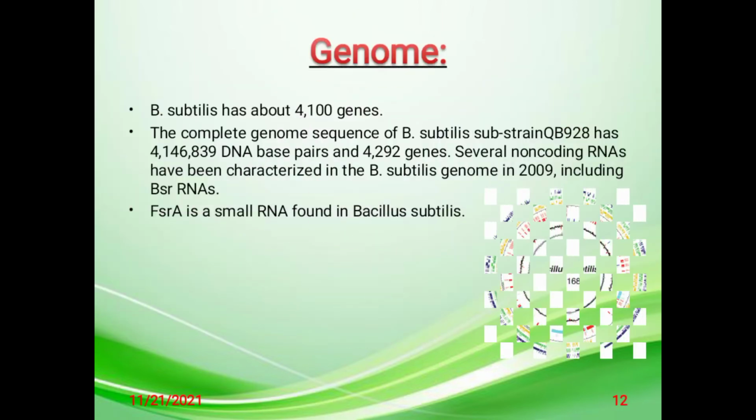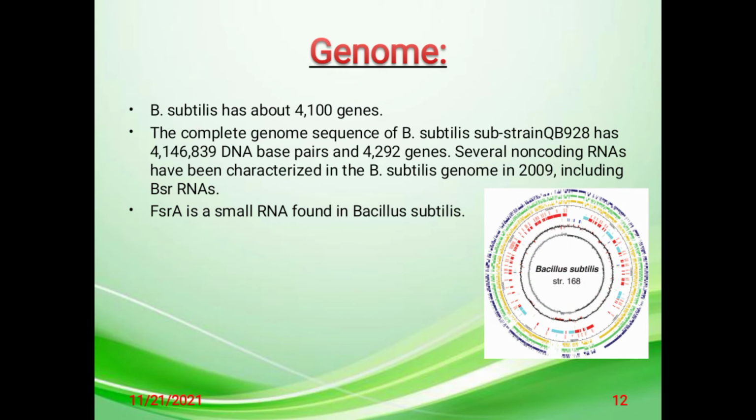Next, Bacillus subtilis has about 4,100 genes. The complete genome sequence of Bacillus subtilis strain 168 has 4,146,839 DNA base pairs and 4,292 genes. Several non-coding RNAs have been characterized in the Bacillus subtilis genome in 2009, including BSR RNA. BSR means Bacillus subtilis RNA. Next, FSR is a small RNA found in Bacillus subtilis.